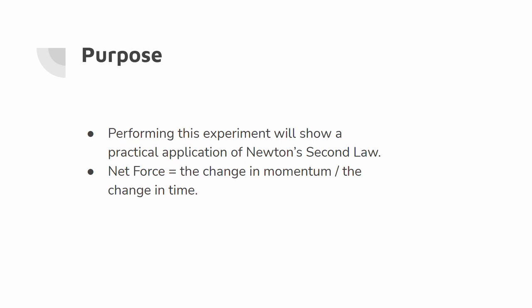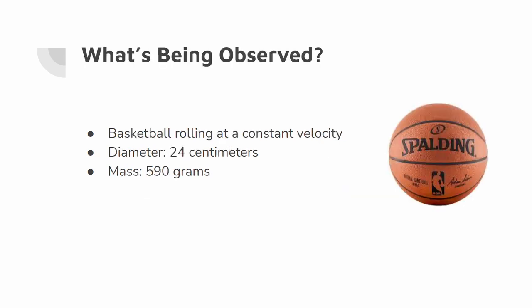The idea is that since there will be no net force, ideally there will be no change in momentum of the object over time, leading to that object having constant velocity. The object being observed in this video will be a basketball rolling at constant velocity. The diameter is 24 centimeters and the mass is 590 grams.